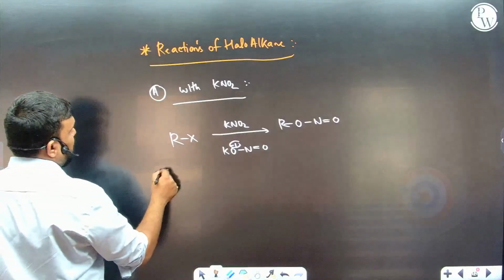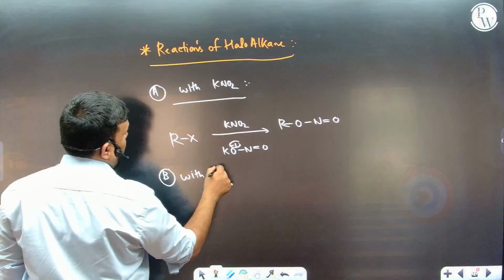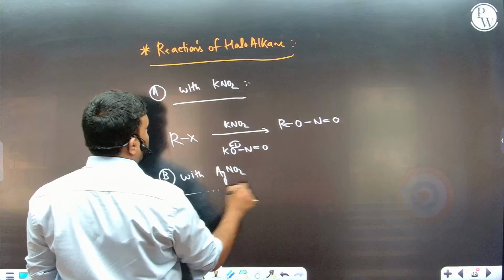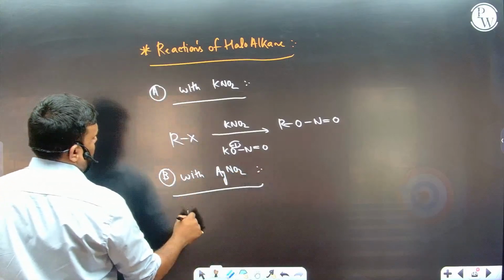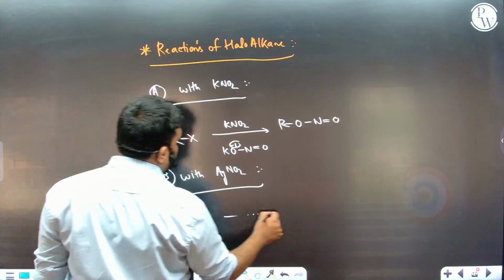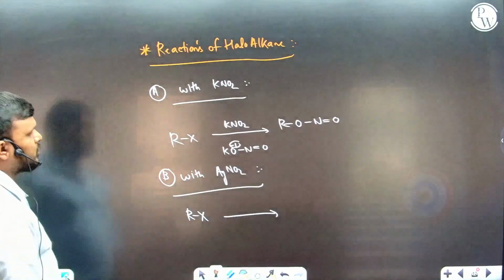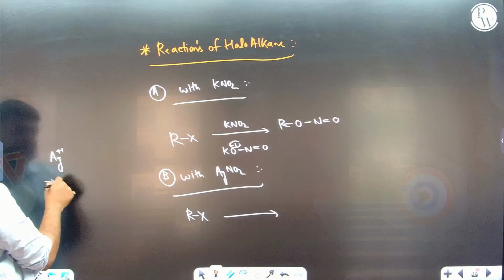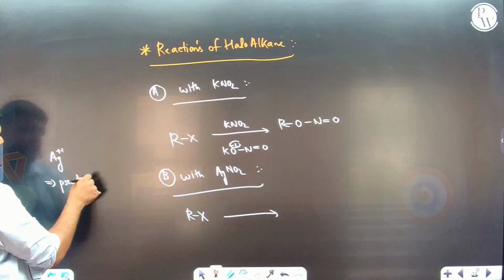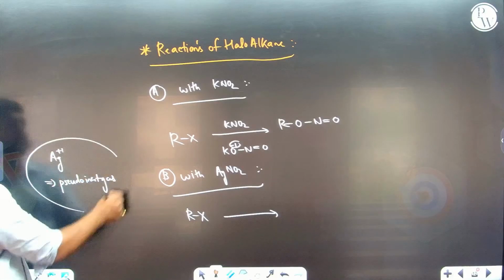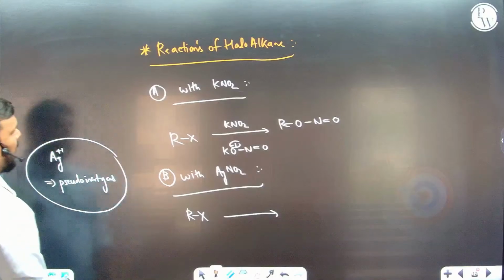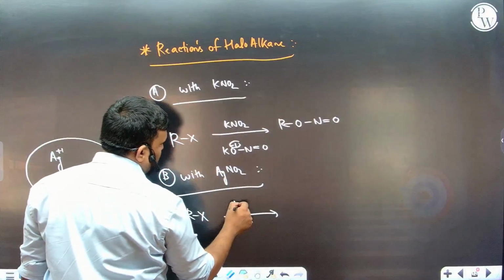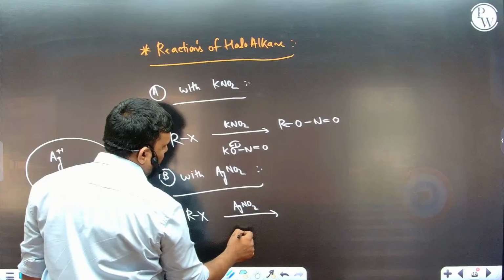But instead of this KNO2, if we are reacting with AgNO2, see this AgNO2 is having covalent character. Everybody knows Fajan's rule. A cation like Ag plus is having pseudo inert gas configuration, and cations having pseudo inert gas configuration show very high polarizing power, so they are having very high covalent character. So this AgNO2 will be having a very high covalent character.